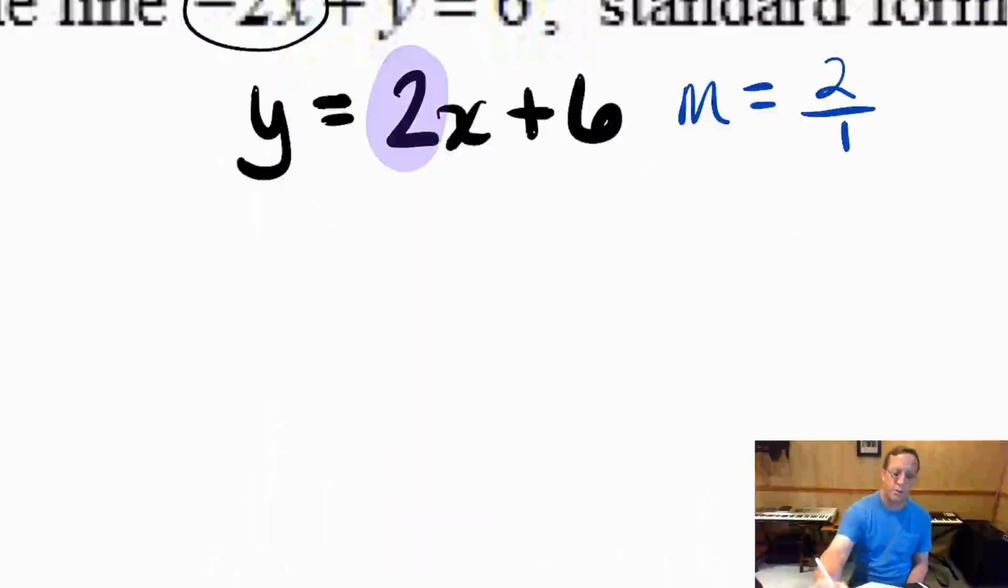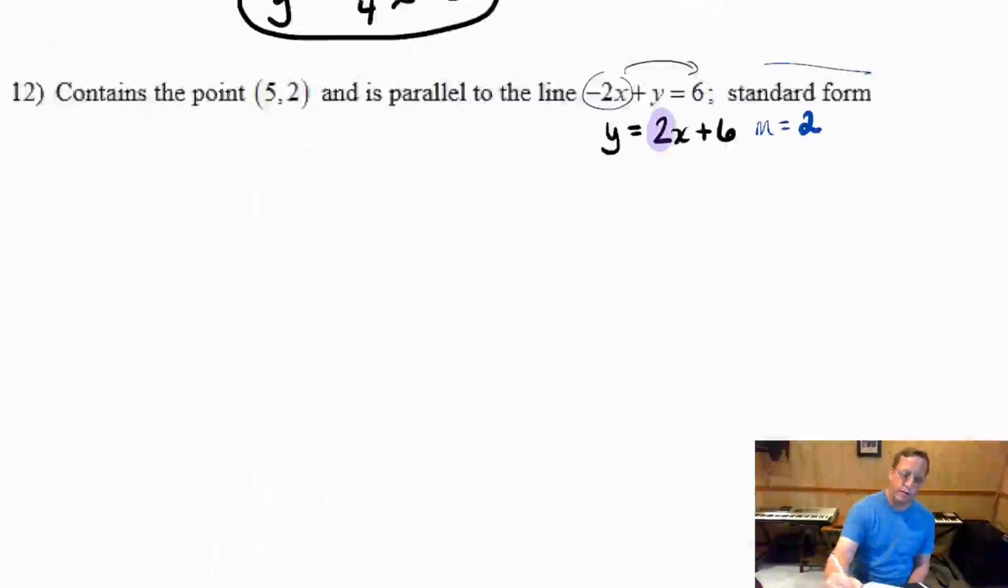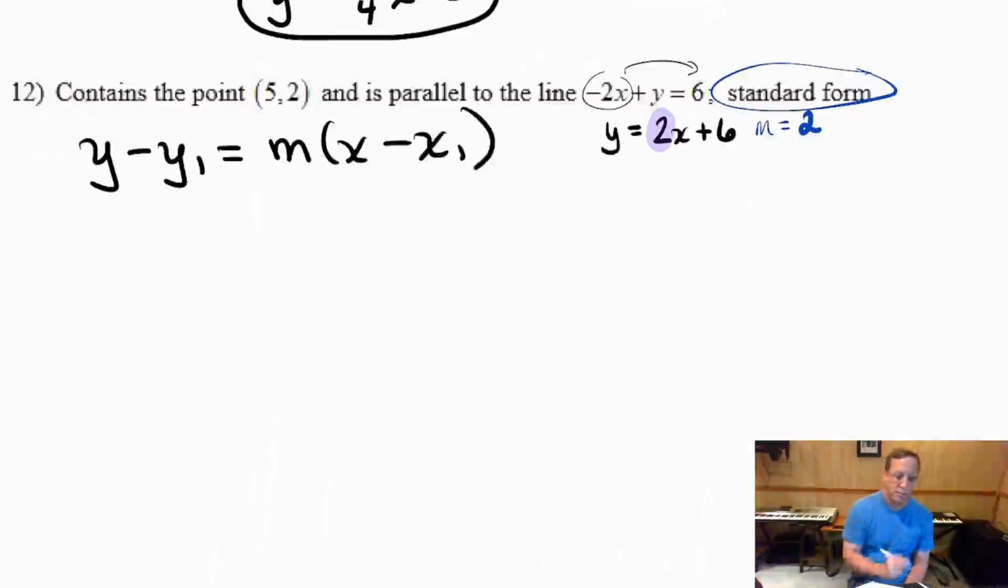It's 2, or 2 over 1. You don't have to write 2 over 1, but it's just 2. All right, and for this one, we're doing it in standard form. So guess what? We're going to start with point-slope again. Start with this form, and we're going to put in the values that we know.